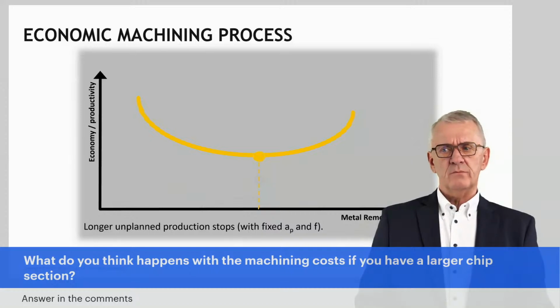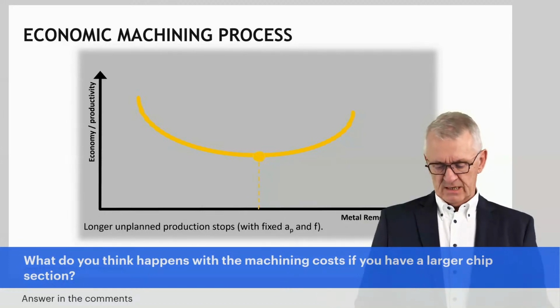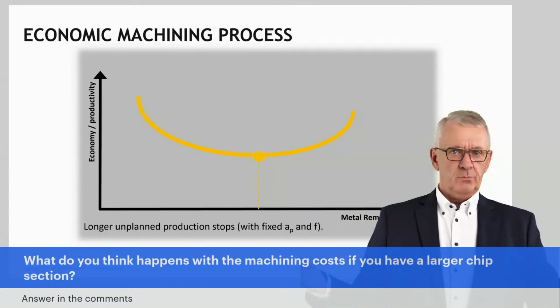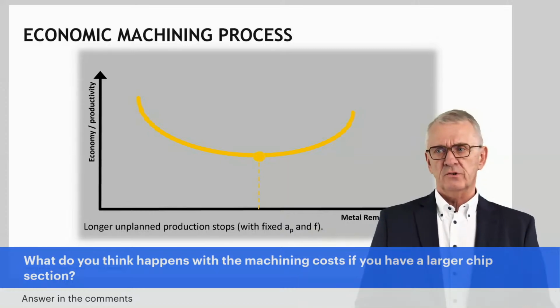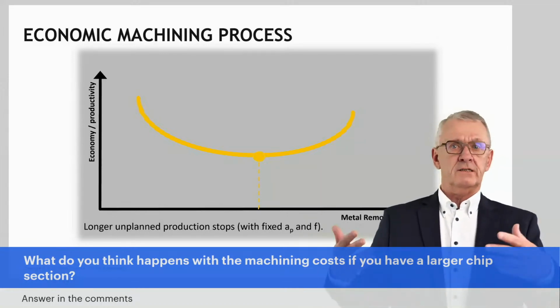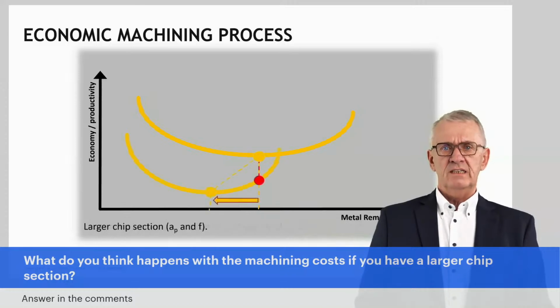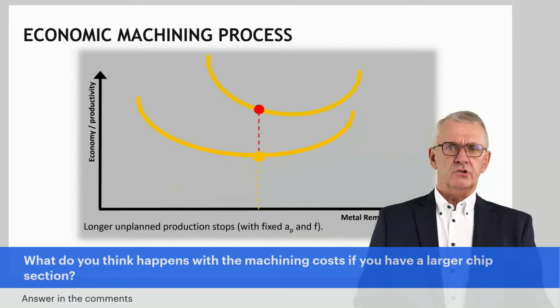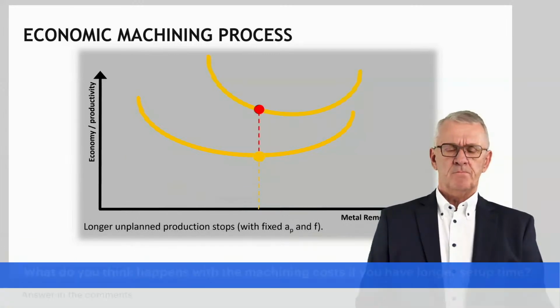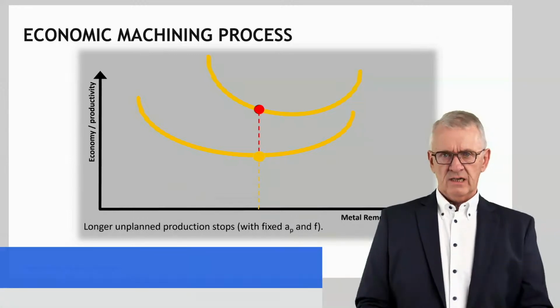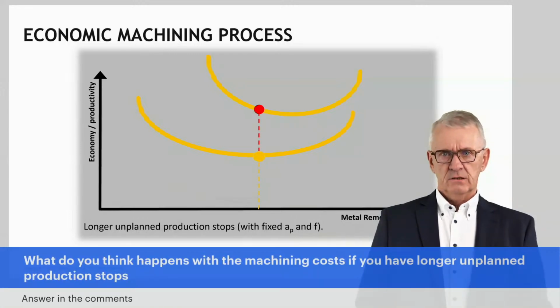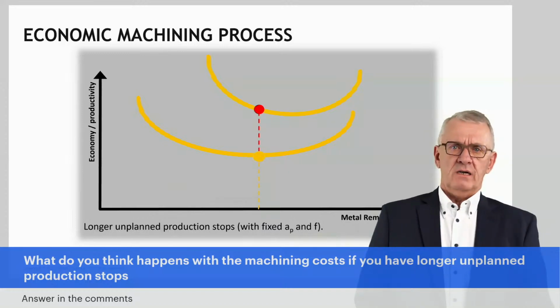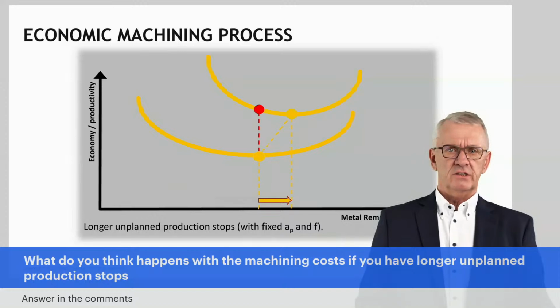If you have longer unplanned production stops, what would that mean for your cost? If you have stops because there are unplanned things taking place, you miss something, you need to look for it, you break a tool, you have to stop the machine because chips are too long, all that type of stuff. Well, that means that your costs go up. And if your costs go up, how can you compensate for that? At least partly by increasing cutting conditions.